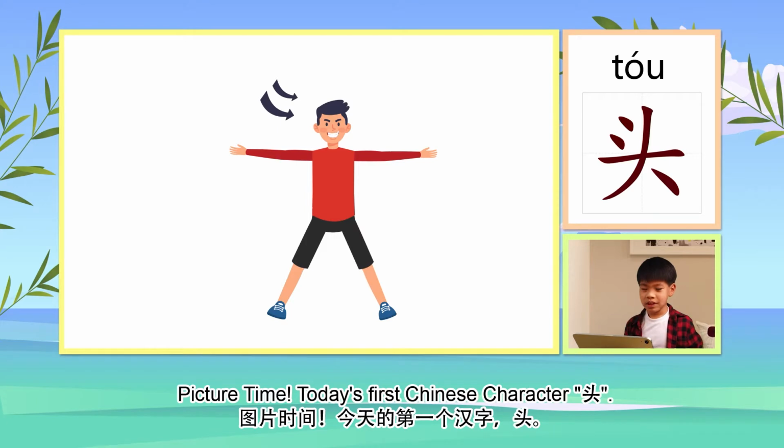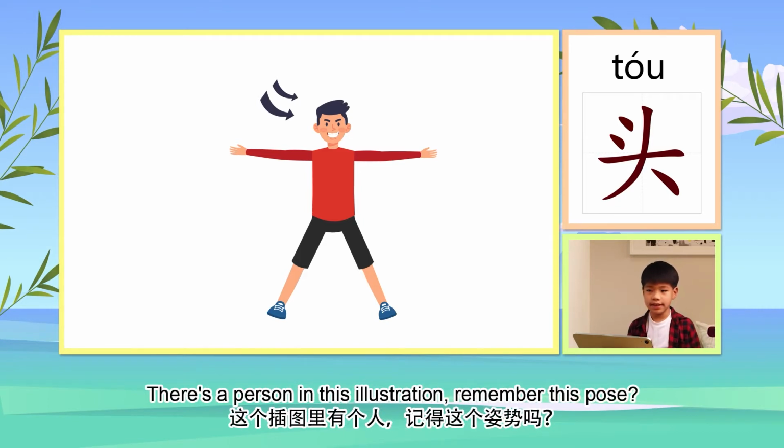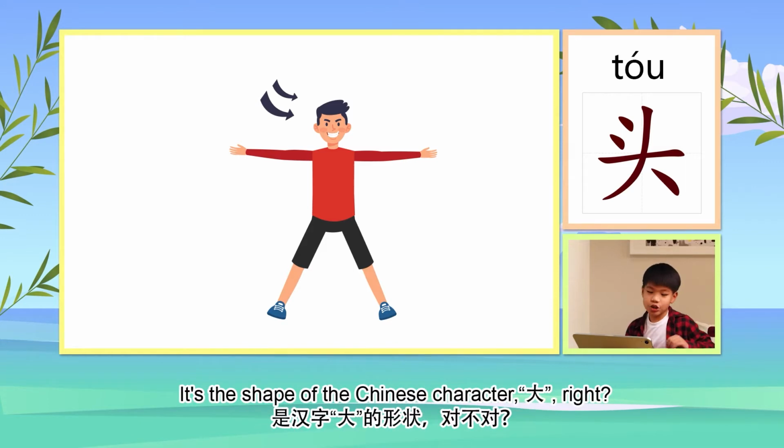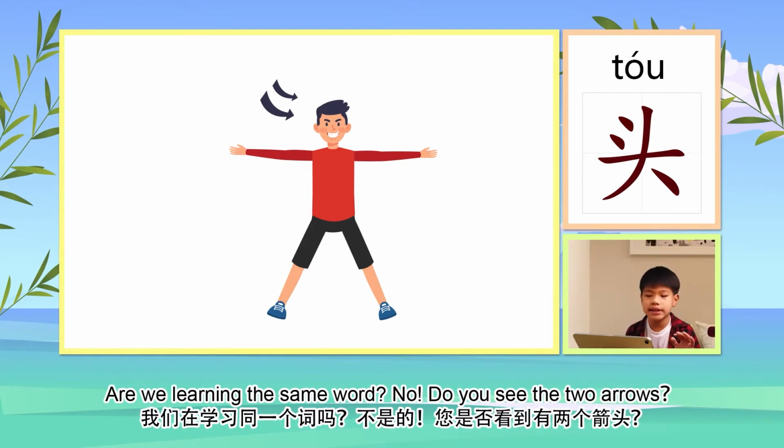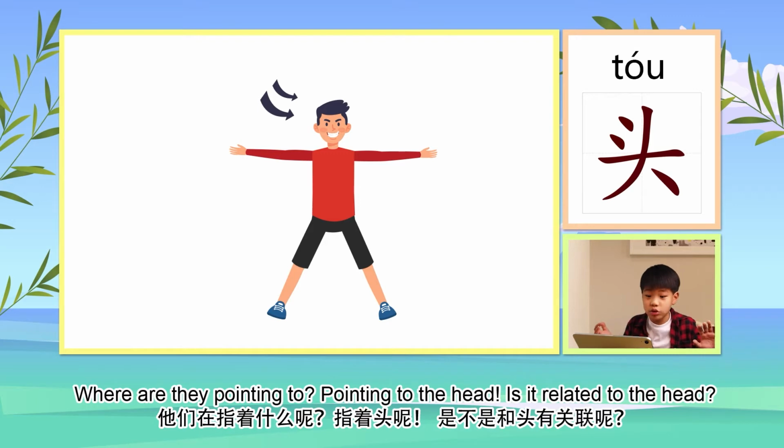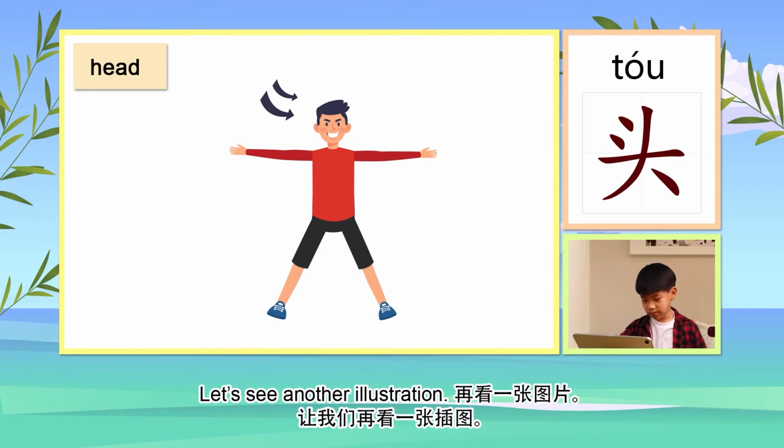Picture time. Today's first Chinese character, 头. There's a person in this illustration. Remember this pose? It's the shape of the Chinese character, 大, right? Are we learning the same word? No. Do you see the two arrows? Where are they pointing to? Pointing to the head. Is it related to the head? Let's see another illustration.